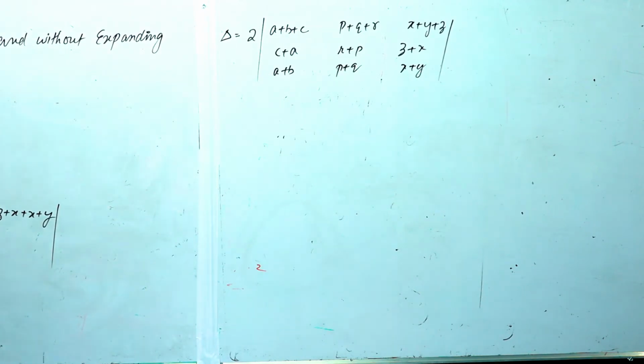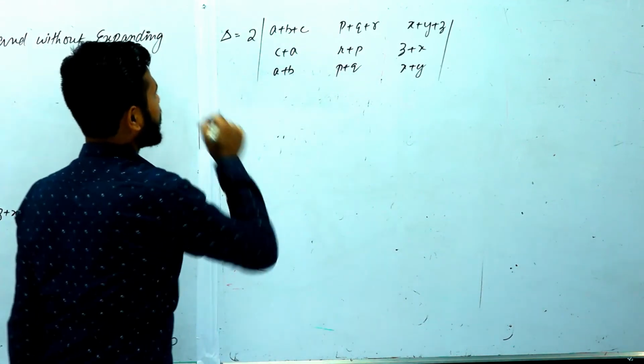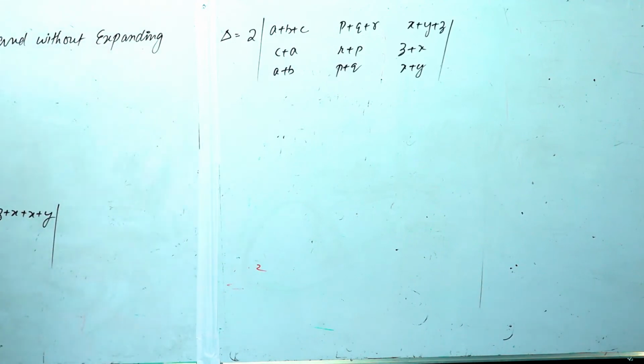Good. Now what can I do to obtain A, B, C here? That's our main concept that we are going to use here. So let us try to bring some changes over here. How can we bring those changes? That's a very nice question.